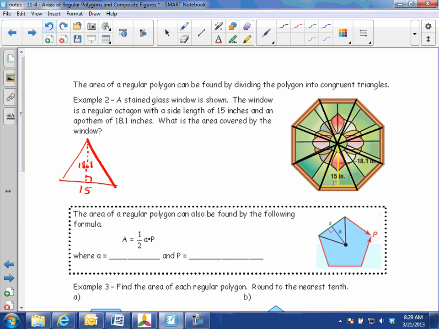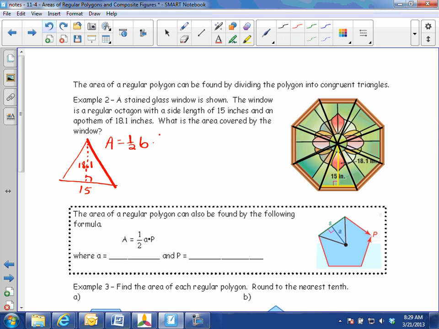Okay, so it asks us what is the area covered by the window. Well, we already said that we can cut this into 8 congruent triangles. We only have to find the area of one and then take 8 times that to figure out the area of the whole thing, correct? So how do we find the area of this triangle? Base times height times half.